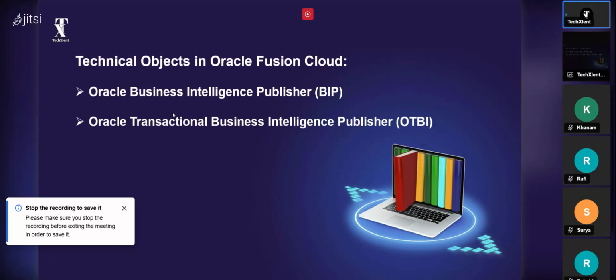BIP involves coding, whereas Oracle Transaction Business Intelligence Publisher, simply OTBI, involves minimal coding. It means there is no requirement of SQL joins and all those things. You just have to mention the logic there. So that is what BIP and OTBI are about. This is just a generic overview, generic information I am providing you.